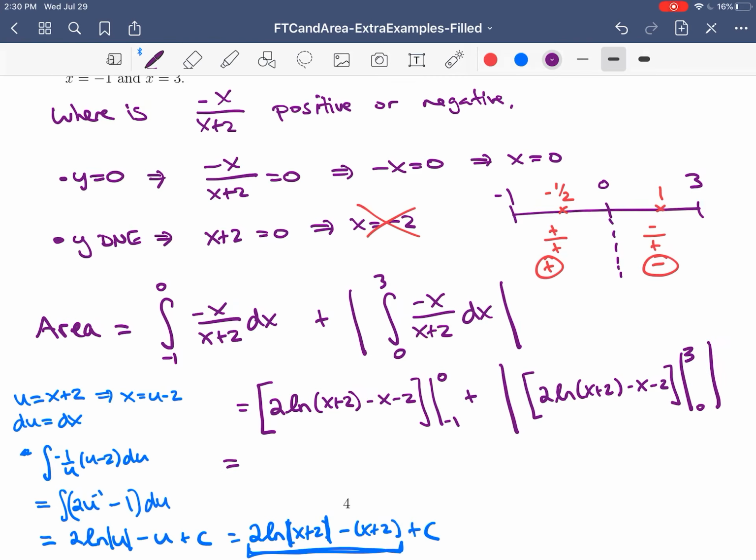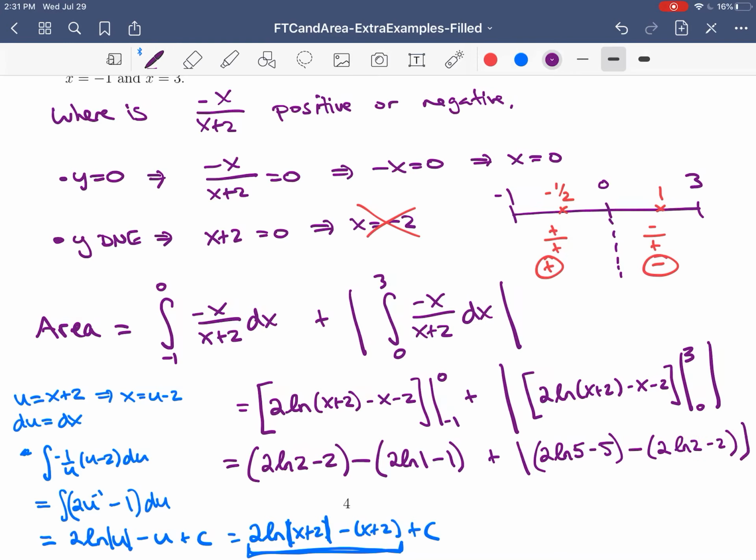If I plug in 0, I get 2 ln 2 minus 2. Minus, if I plug in negative 1, I get 2 ln 1 plus 1 minus 2, which is minus 1. Now here if I plug in 3, I get 2 ln 5 minus 5, and then 0 is 2 ln 2 minus 2, in absolute values, and then you'd have to compute all of this.